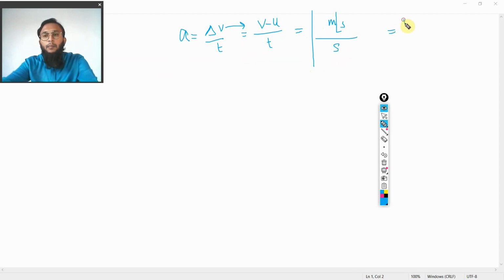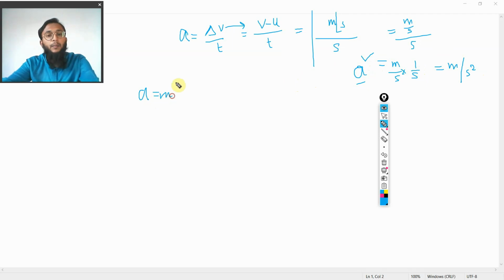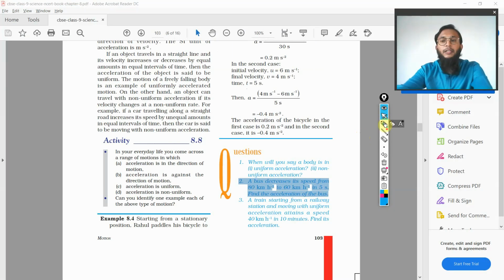So it is meter per second divided by second again. If you take the reciprocal, meter per second times 1 by s will become meter per second square. Okay, all right. So the SI unit of acceleration is meter per second square. I hope you're understanding it well. Acceleration's SI unit is meter per second square. So we keep power 2 on the second. So, let's have a look at the problem now.